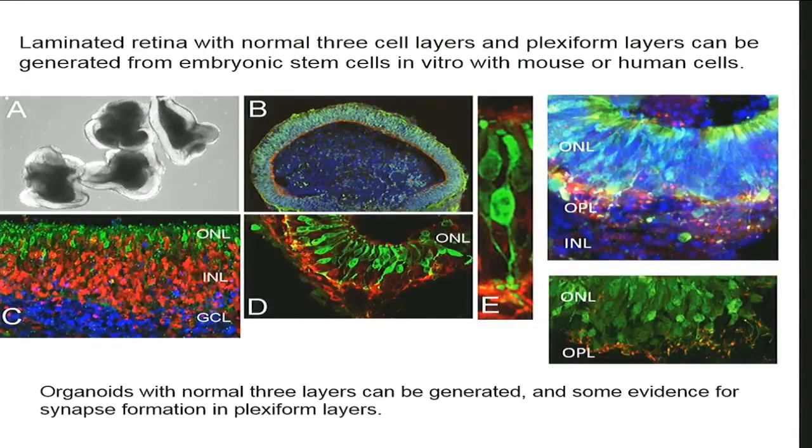This just shows you the nice differentiation we can get in these organoid cultures in the retina. Here's the 3 layers that I told you about earlier that form normally in vivo.